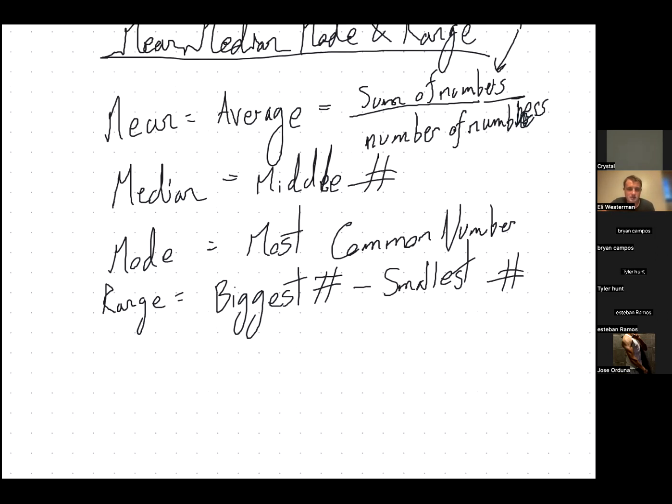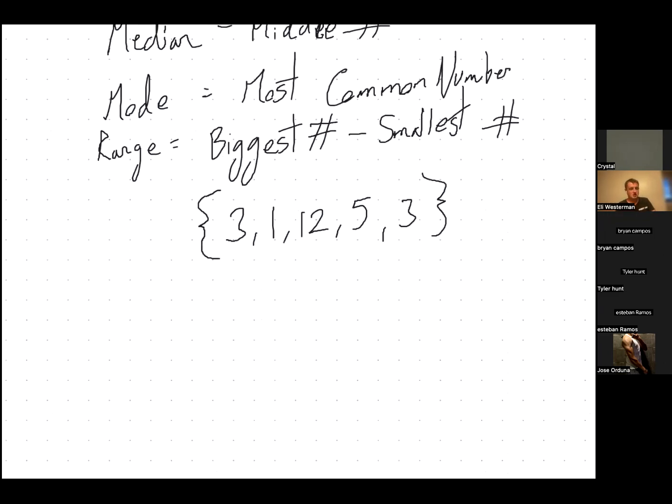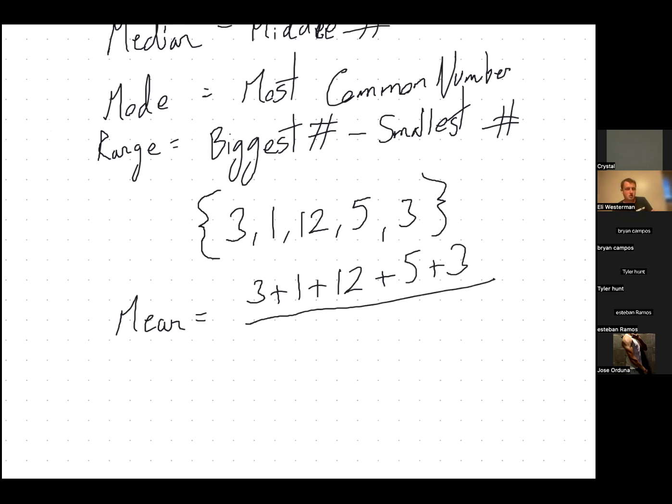So let's do an example set of numbers. And if you ever see numbers with these Batman wing things, that just means it's a group of numbers they want to keep together. That's how numbers tell each other they love each other. So we've got 3, 1, 12, 5, 3. So first, let's find the mean. So the mean is going to be 3 plus 1 plus 12 plus 5 plus 3. And there are 5 numbers here. 1, 2, 3, 4, 5.